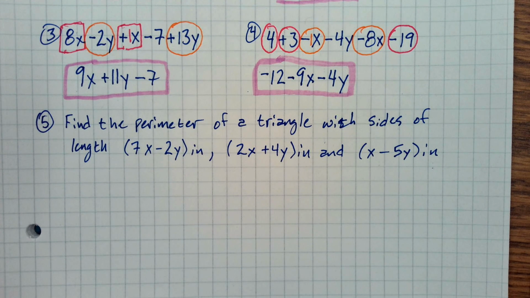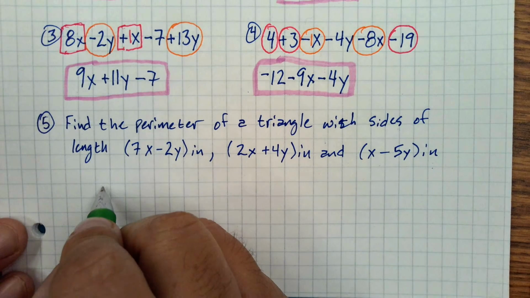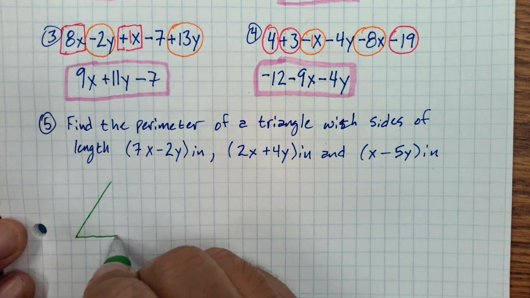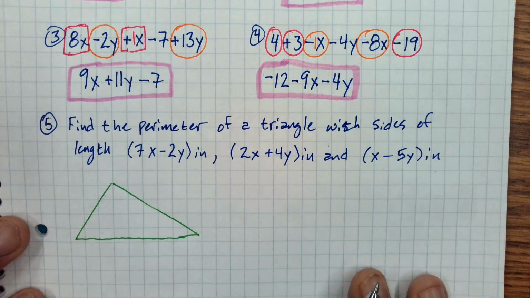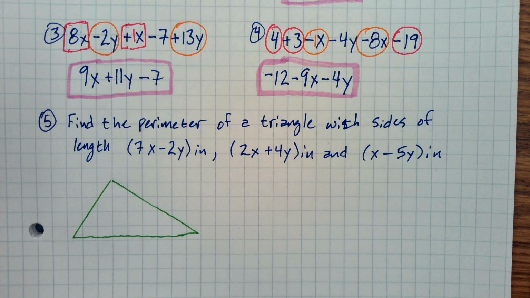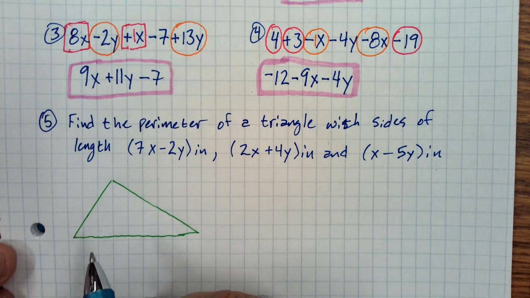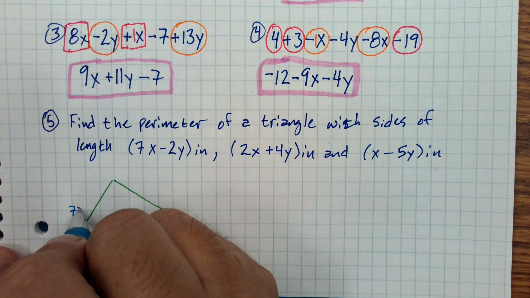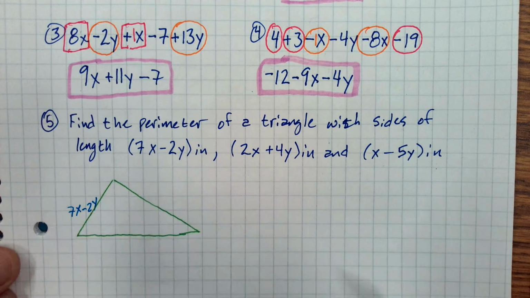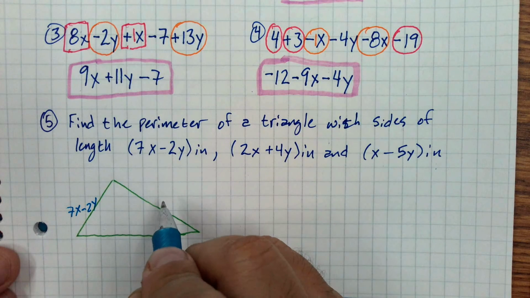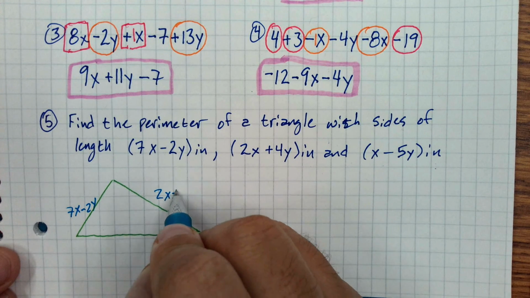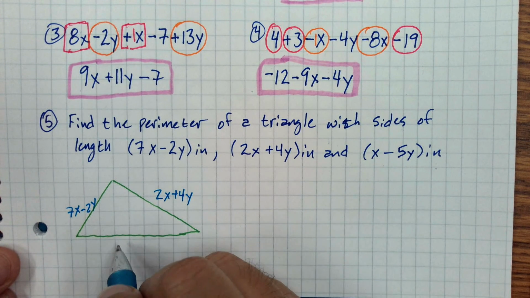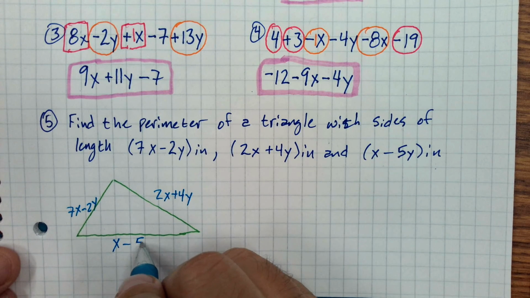So remember, triangles have 3 sides. So let's say this represents our triangle. And they're telling us the 3 sides as variable expressions. So we've got 7x minus 2y, 2x plus 4y, and x minus 5y.